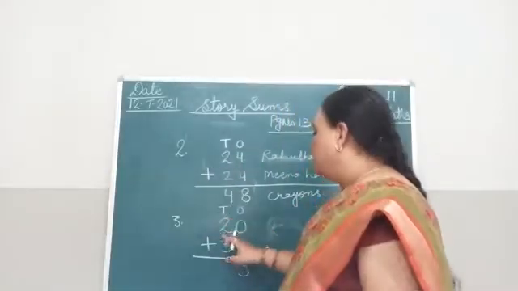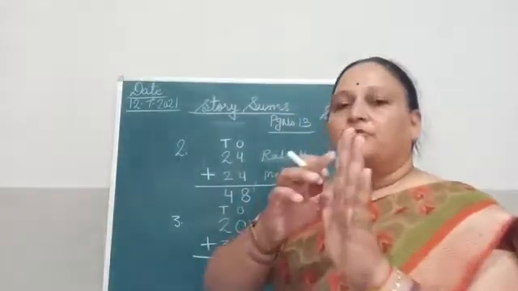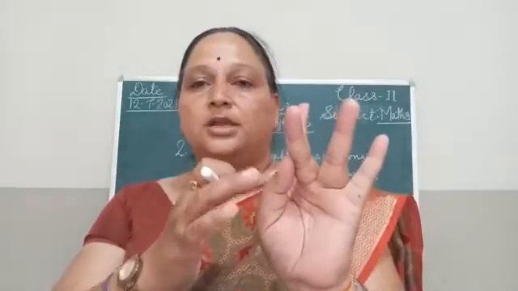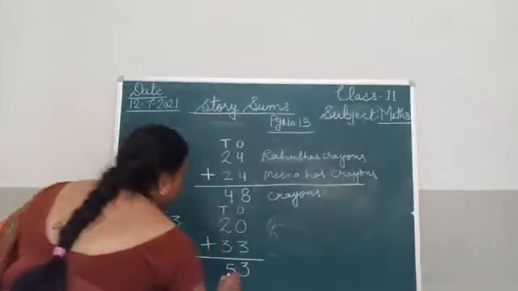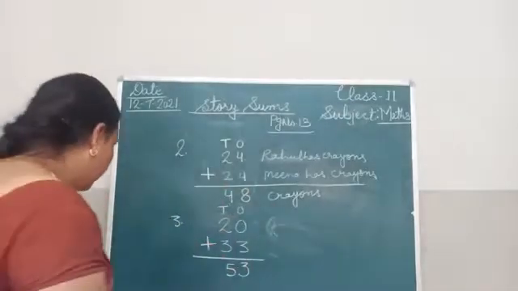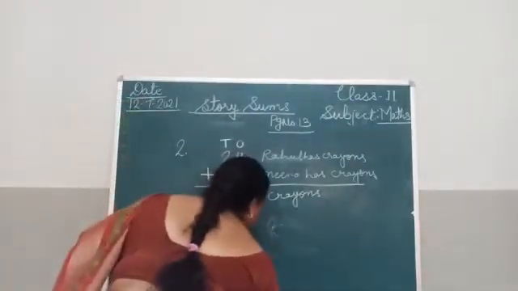Now tens place, 2 plus 3. 1 2. Put the thumb. 1 2 3. Put the thumb. 1 2 3 4 5. The answer is 53 birds. Okay.